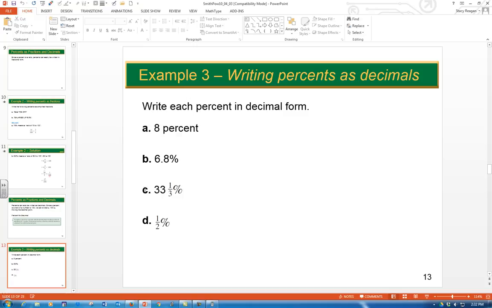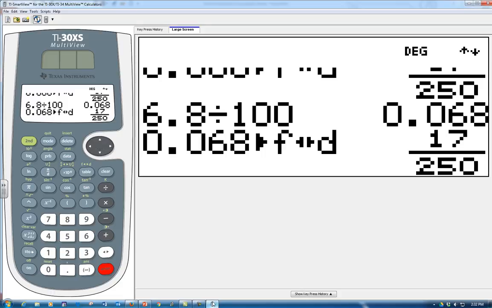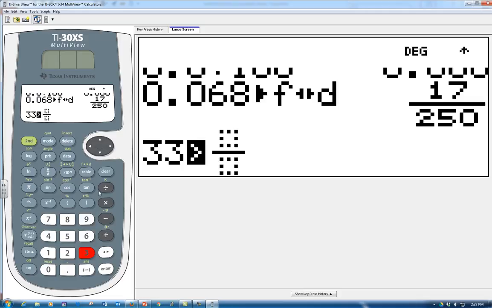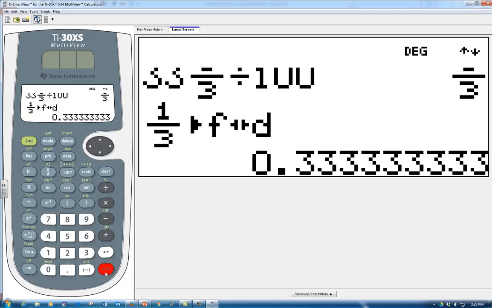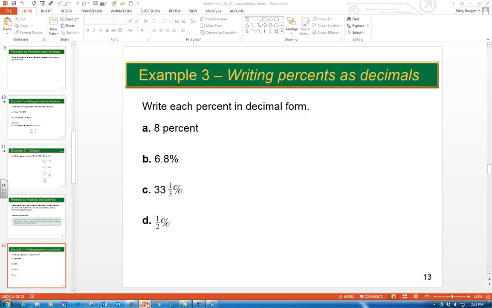So let's say we were doing this one, 33 1/3. Percentages are divided by 100. So there's my fraction. So if I want my fraction, that's what that is. I've just changed my percent to a fraction. If I want to change it to a decimal, there's my key that does that. So here's my decimal. So I've just changed it from a fraction to a decimal.